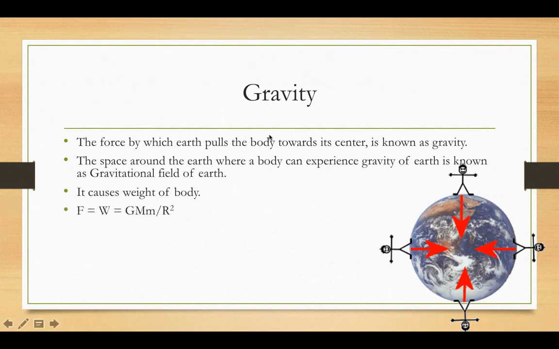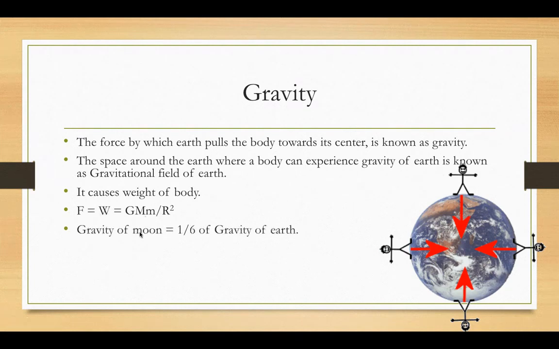Now the formula for gravity and weight is the same. We have already derived this formula. Force and weight, as weight is also a force. Here you can see in the definition, the force by which earth pulls the body towards its center is known as gravity, and gravity is a force. That's why in place of F, you can write W. W means weight, and you can use the same formula to find the weight.